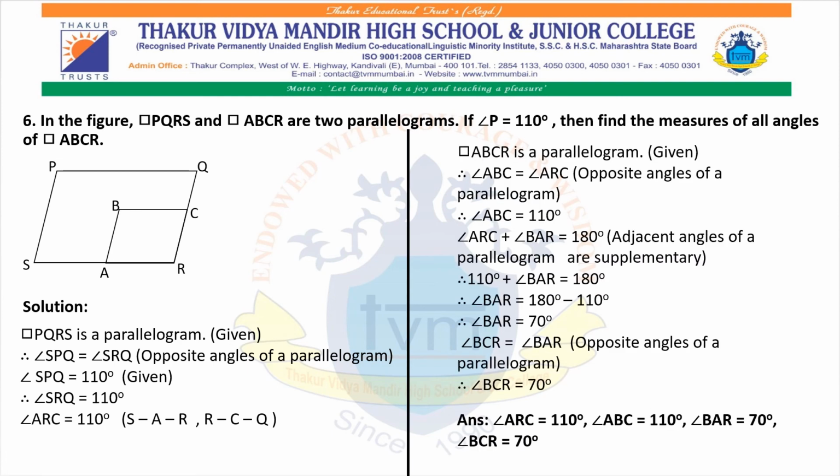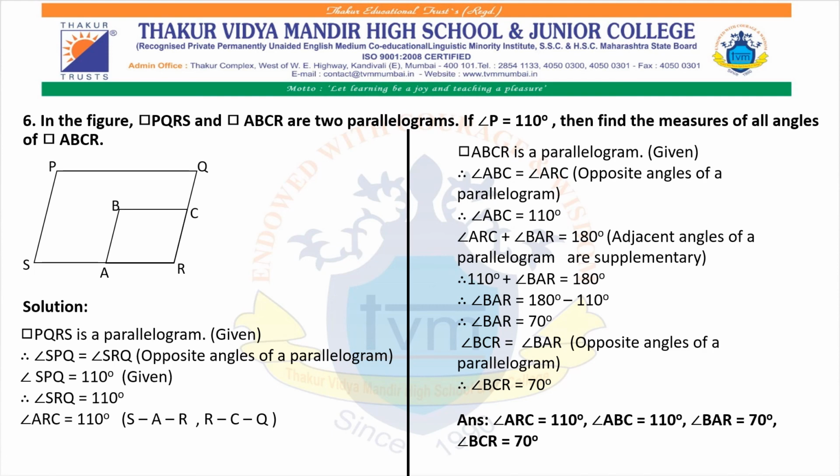Quadrilateral ABCR is a parallelogram, that is given. Therefore, angle ABC is equal to angle ARC, opposite angles of a parallelogram. Therefore, angle ABC is equal to 110 degrees. Angle ARC plus angle BAR is equal to 180 degrees. Adjacent angles of a parallelogram are supplementary. Therefore, 110 degrees plus angle BAR is equal to 180 degrees. Therefore, angle BAR is equal to 180 minus 110, is equal to 70 degrees.